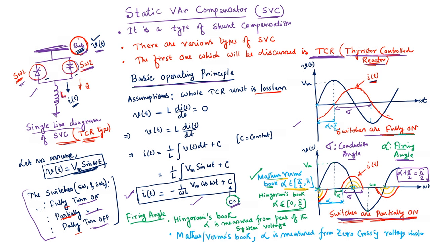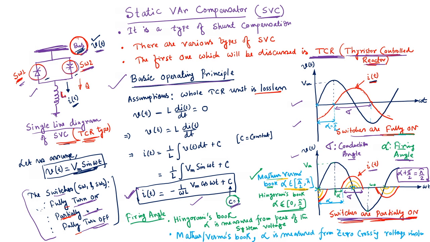Okay. And in my last lecture, I discussed the basic operating principle. I also discussed the voltage and current waveforms under different types of switching conditions. And as I said, there are three different types of switching possible. One is the switches can be fully turned on, or fully turned off, or partially turned on. When the switches are partially turned on, then we have this voltage current relationship, which is derived in this particular page. And you can see that this current waveform, that is i of t, when these switches are partially turned on, is not sinusoidal, rather it is a distorted sinusoid.